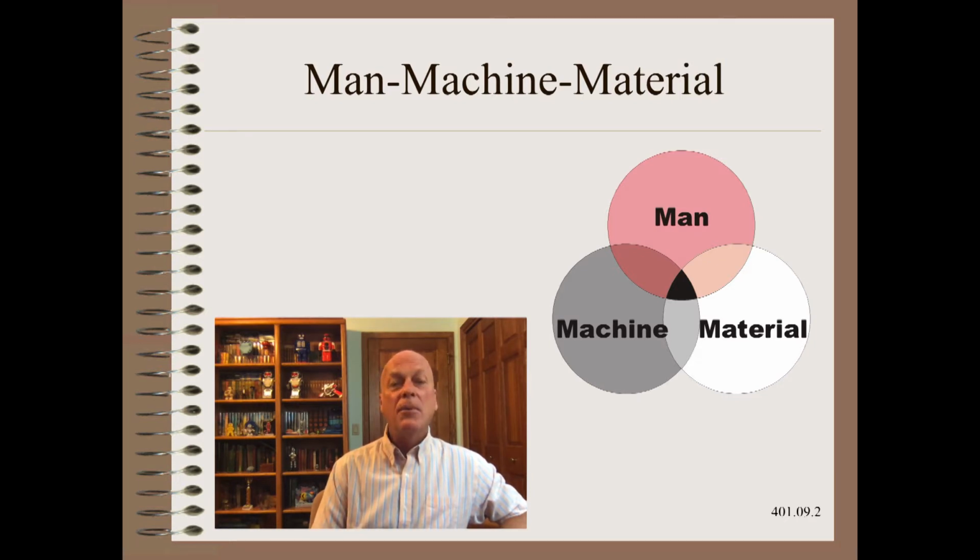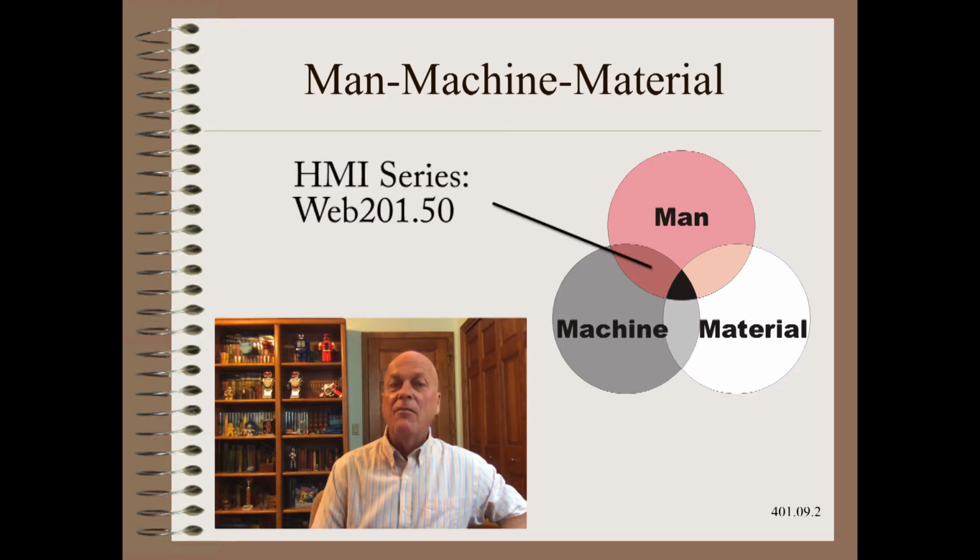Here, all problems have their source in man, machine, and/or materials. I say and/or because many problems, perhaps most, lie at an intersection. For example, poor machine control ergonomics lies in the intersection of man and machine, now called HMI, or human-machine interface. I devoted a dozen modules to this topic in the series labeled Web40109.